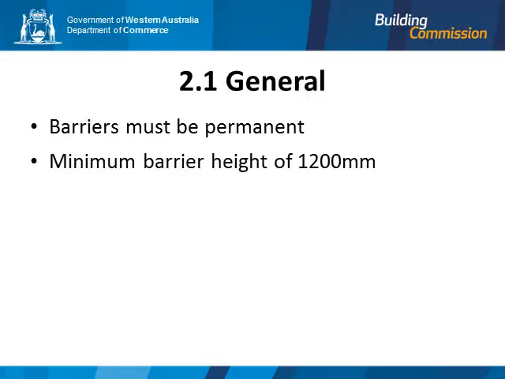Much the same as the 1993 edition, the barriers are required to be permanent, which means that they must not be able to be undone or removed without the use of a tool. A key lock assembly is not compliant. The minimum barrier height remains the same at 1.2 metres.